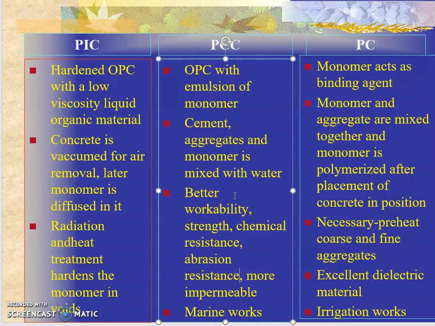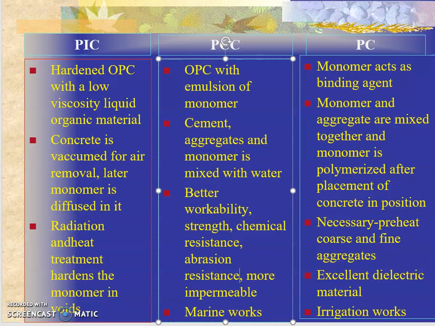Okay. Next is PC. PC is polymer concrete. Now in this type of concrete, the monomer acts as a binder agent. So what you are doing, otherwise cement is the binder agent. Sometimes you completely replace or partially replace, most of the times you completely replace the cement with this monomer. Okay. Monomer and aggregate are mixed together and it's polymerized after placement of concrete in position.